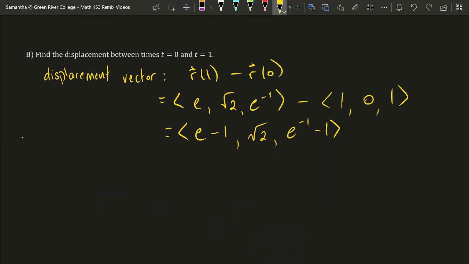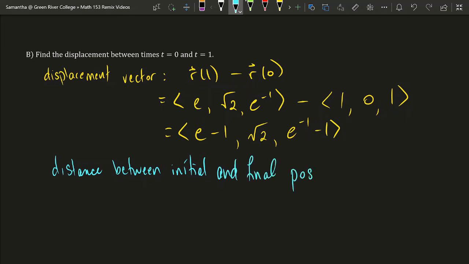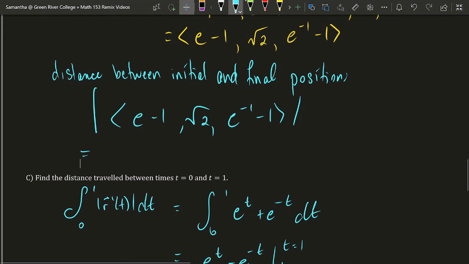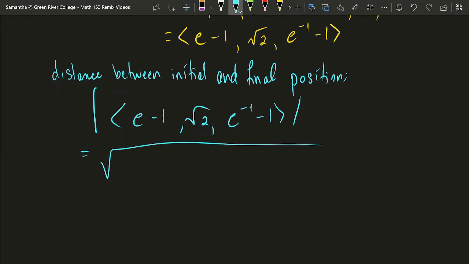Now if I found the magnitude of that to find the actual distance between the initial and final positions, all I would need to do is calculate the length of this vector, which would be equal to the square of the x component, the square of the y component, the square of the z component, all added together, and calculate the square root.